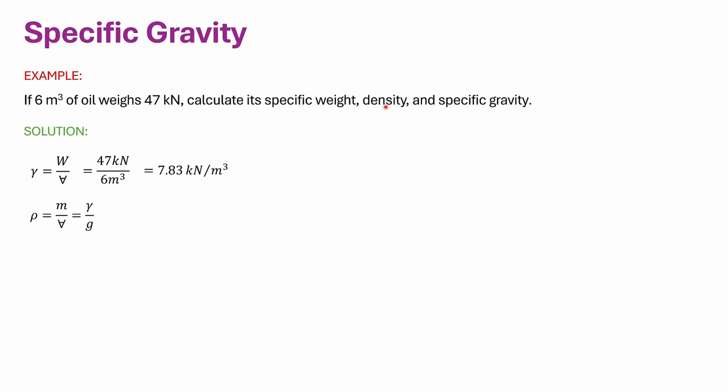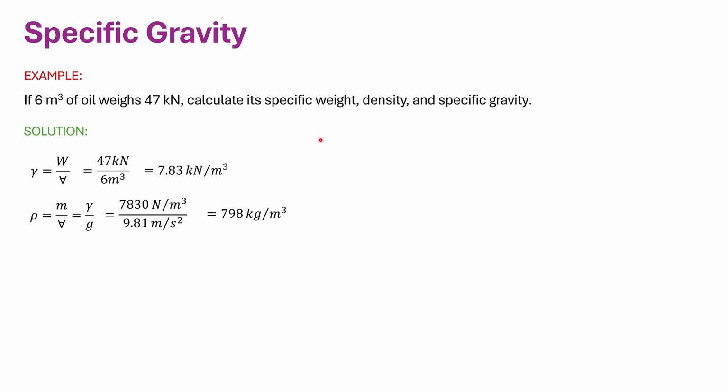Next, let's find density. In order to find density, we know from previous slides that gamma equals rho g. So if we rearrange that, we get rho equals gamma divided by g. And we already found gamma, so if we divide it by 9.81, which is the gravity, we get 798 kilograms per meter cubed. So this is the density of oil in this question.